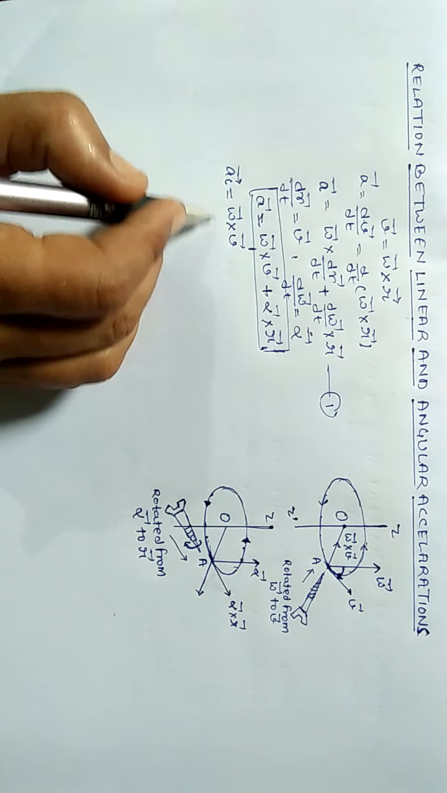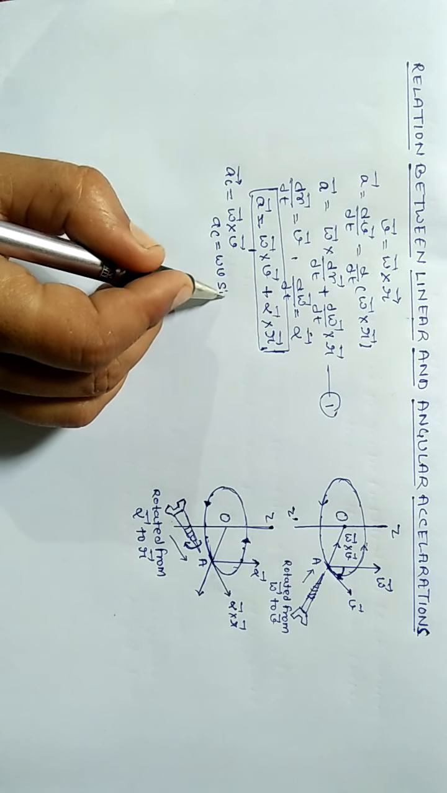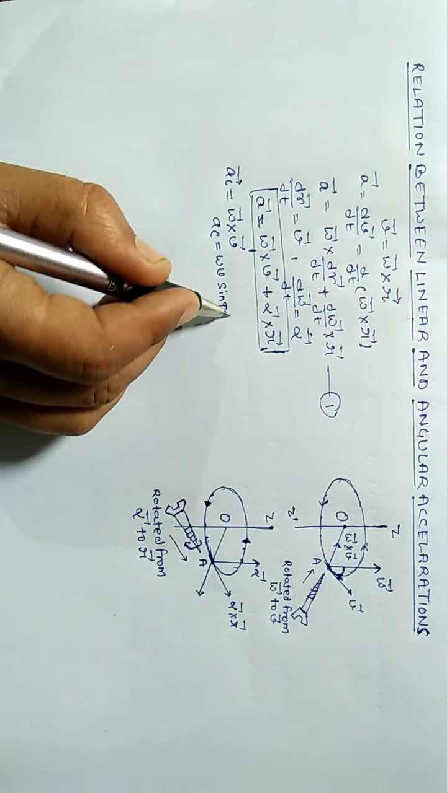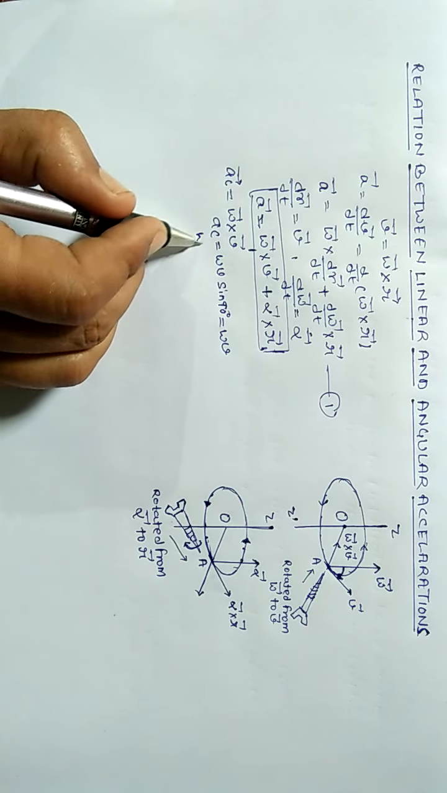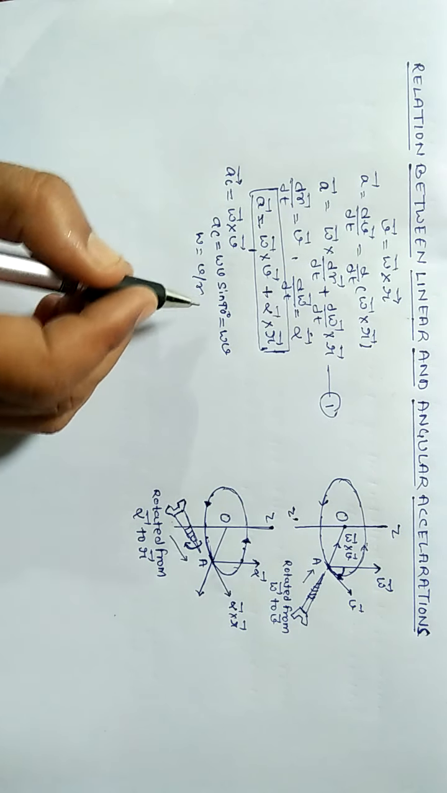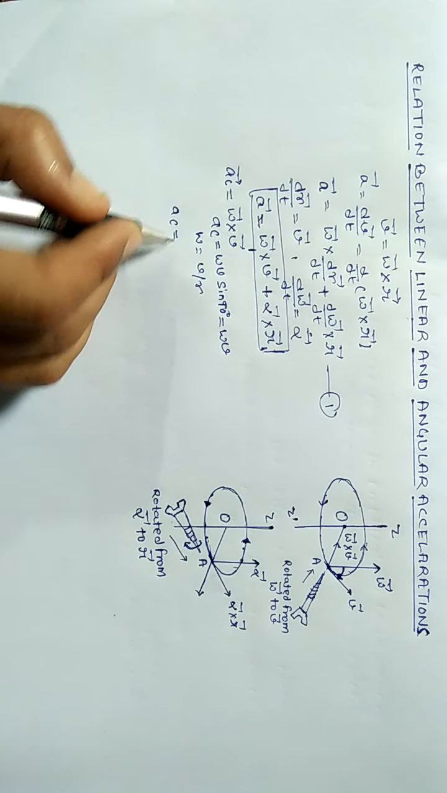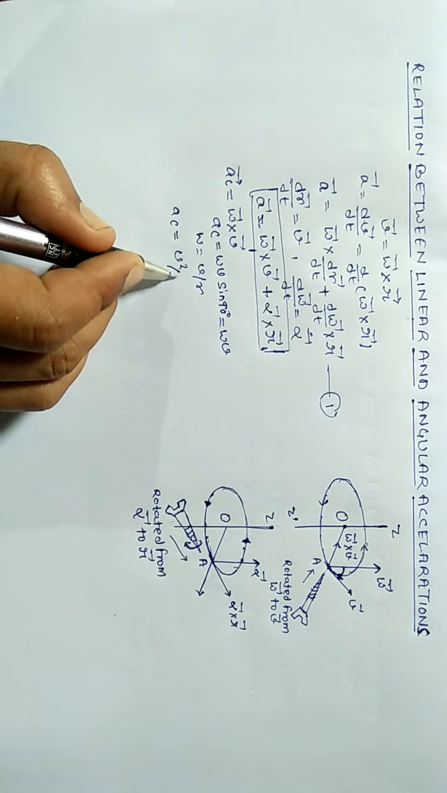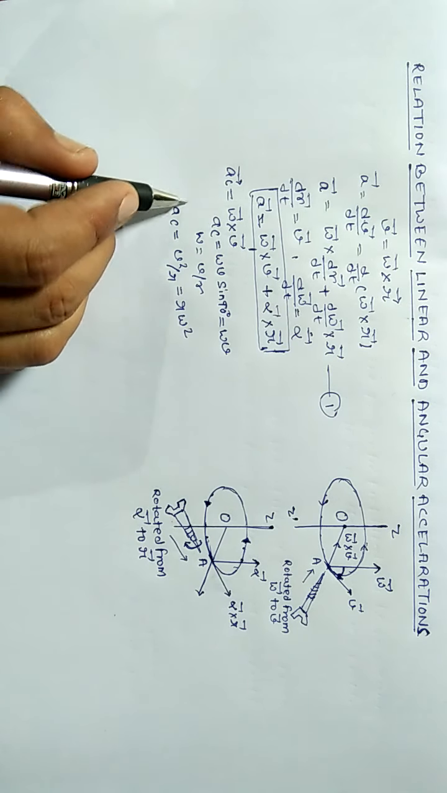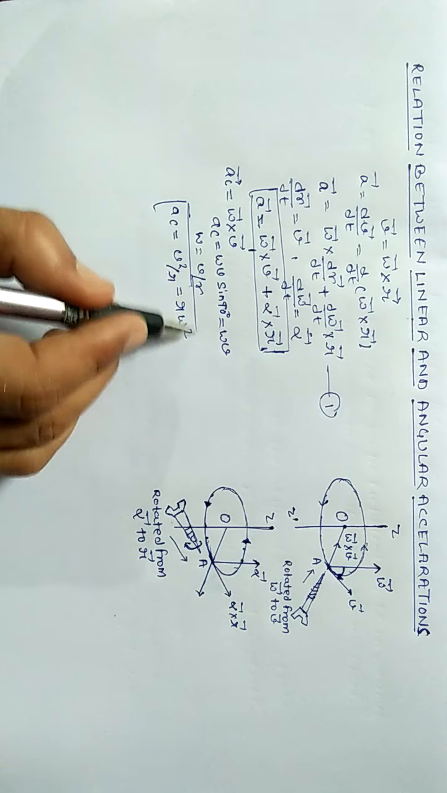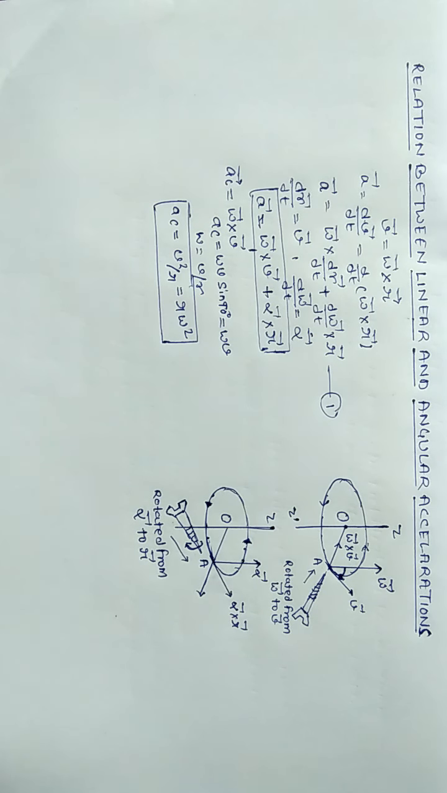Or ac can be written as omega v sine 90, which is equal to omega v, and we know that omega is equal to v upon r. So centripetal acceleration is equal to v square upon r, or r omega square. This is the radial component of the acceleration.